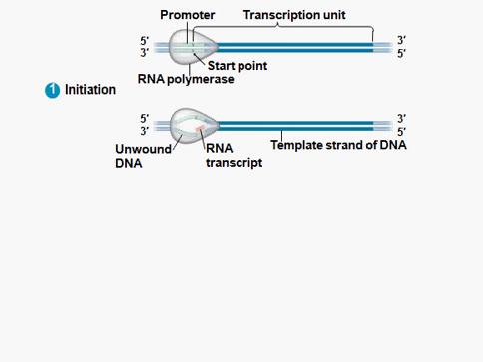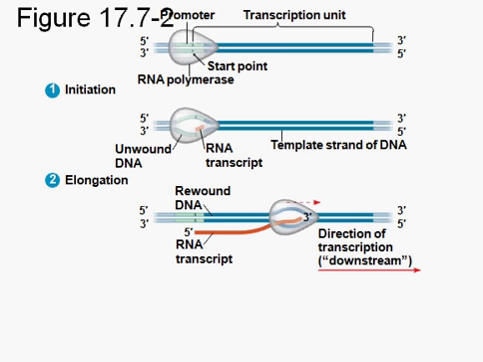Next, we're going to have elongation. This is when we start building our RNA transcript. Here's the RNA transcript in red being produced as the RNA polymerase moves down the template strand. And again, you can see the direction of transcription is towards the 5' end of the template strand.